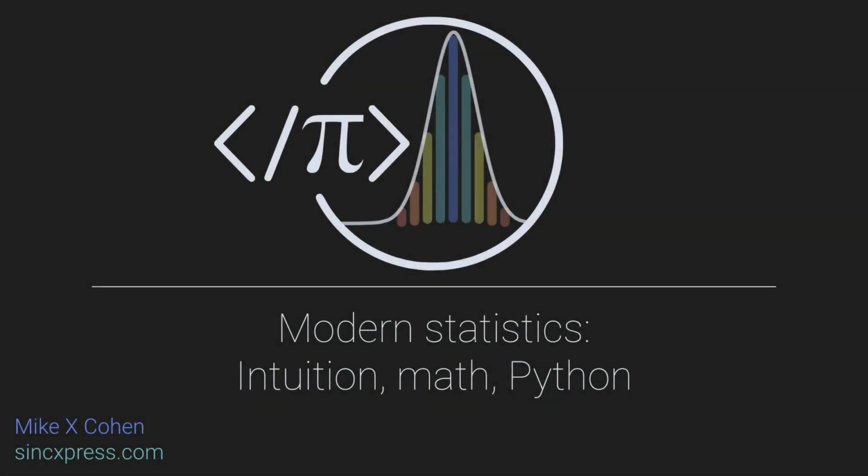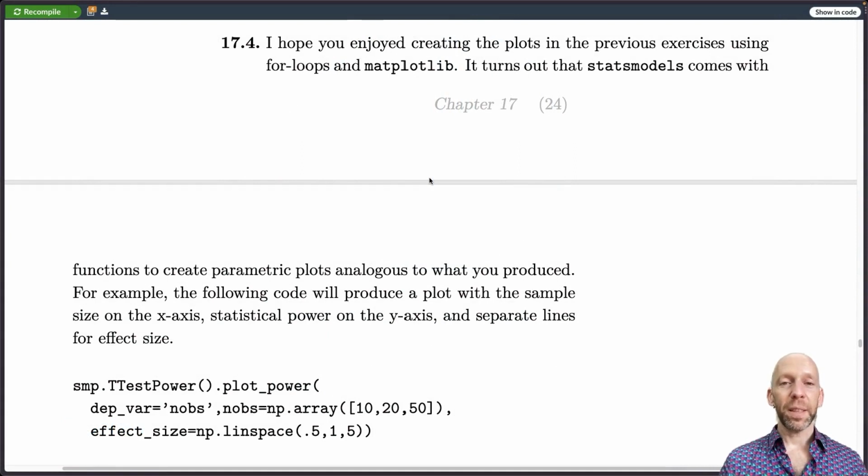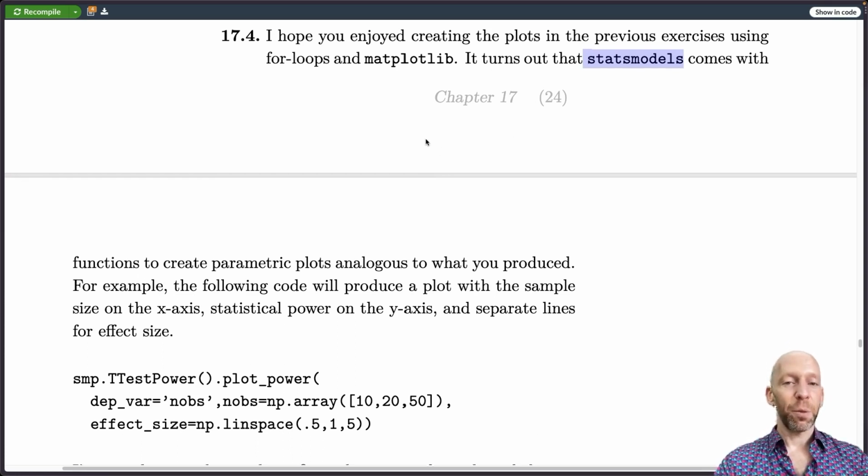Welcome to exercise 4 of chapter 17. Now, in the previous several exercises, we were setting up for loops and changing parameters to explore the impact of the mean, the standard deviation, sample size, and so on on statistical power. Now, it turns out that the statsmodels library also comes with built-in functions that will generate plots like what we have been creating automatically for us.